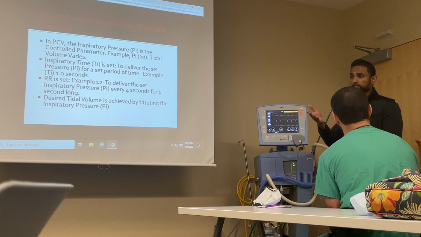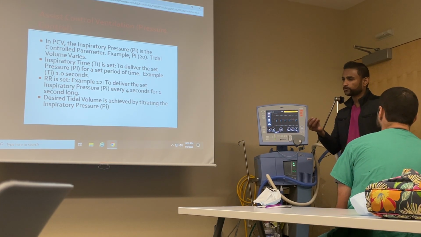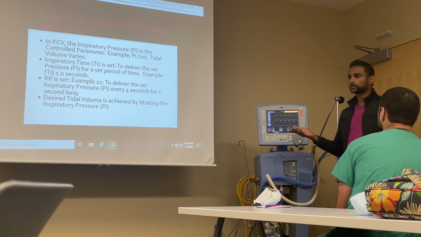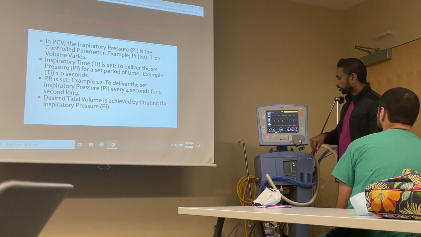So if 500 cc is what your body's lungs need, I still need to give her at least close to 500, or 450, or 480. I need to at least get there. Because what's the point? Otherwise you're not ventilating. You're going to go cyanotic and you're going to go into respiratory arrest. What's the point, right? So how do I do that?